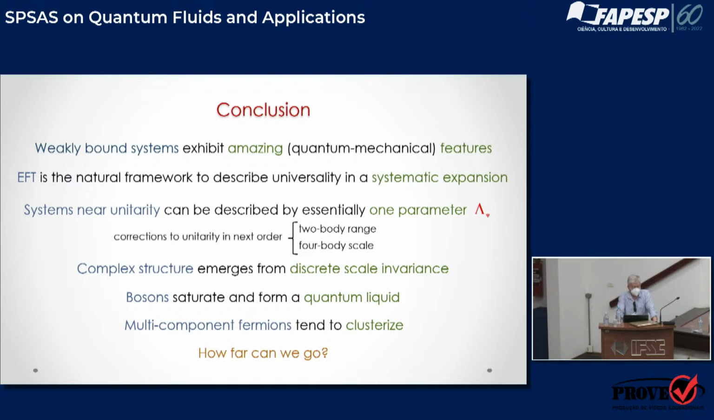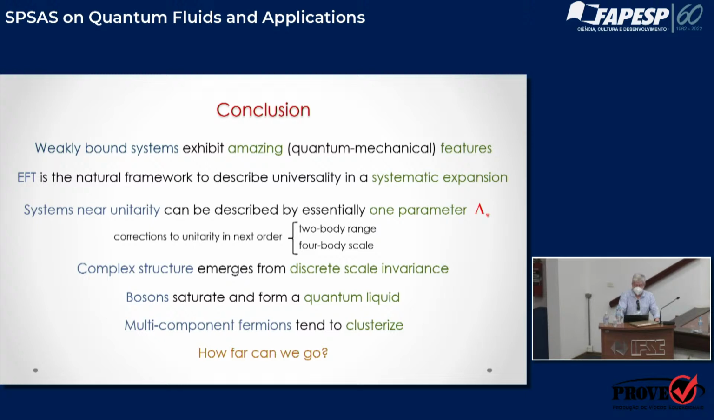I tried to argue also in the first lecture, and throughout the lectures, that EFT is a natural framework to describe universality because it's the most general dynamics that's consistent with the symmetries, and it allows for a systematic expansion. I frequently used results from potentials as benchmark, but they are not necessary if I have enough data to determine the parameters of the EFT directly. I argue that systems near unitarity, I should say bosonic systems near unitarity, anything other than two-component fermions near unitarity, can be described essentially by one parameter, lambda star, from the three-body force. And corrections come in next order from the two-body range and from a four-body scale.